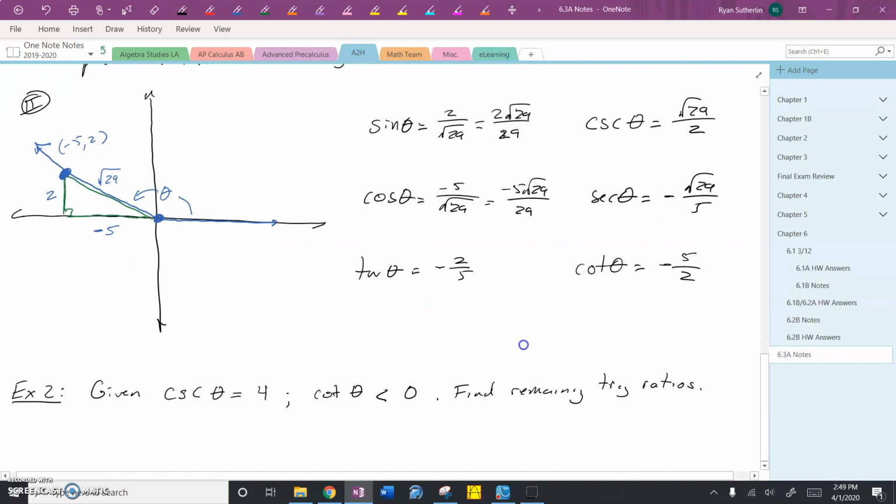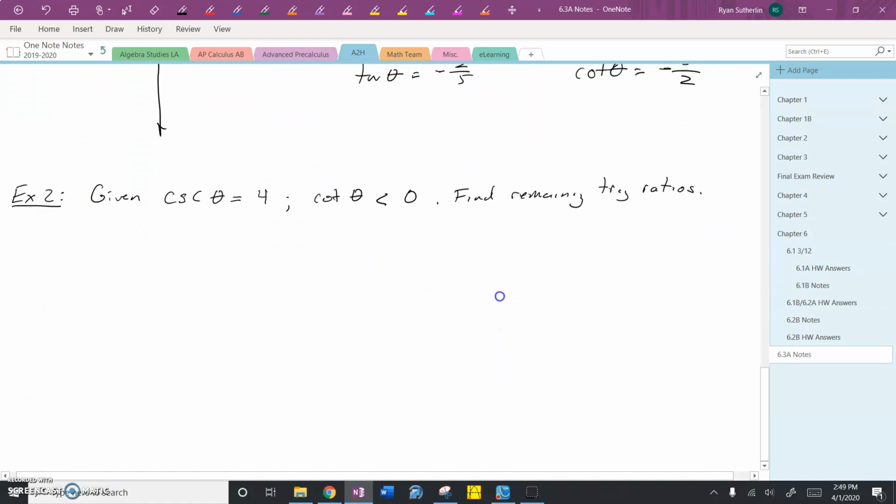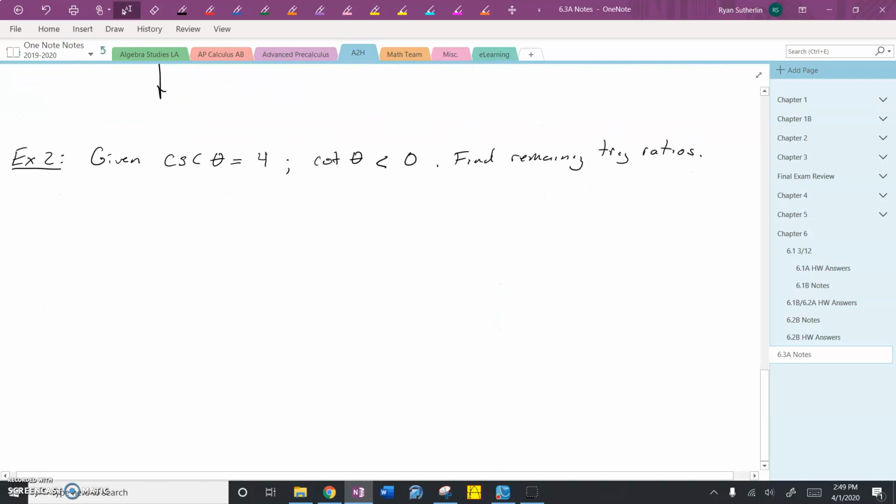Second and final example for our notes today. Let cosecant of theta equal 4, and cotangent of theta is less than 0. Find the remaining trig ratios. So pause the video and explore this problem. See what you can come up with, see what you can try, and then I will be back to go over it with you.